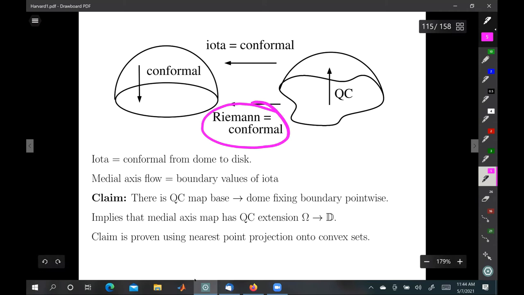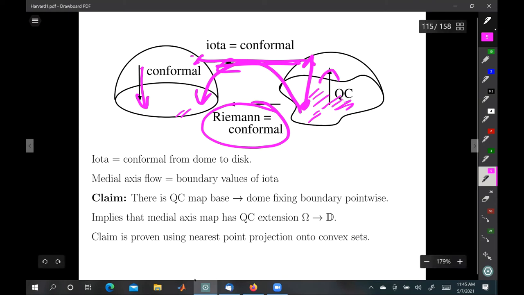We'd like to know the Riemann mapping from the base domain to the disk. That's hard to compute. But this unfolding map from the dome to the hemisphere, and then you trivially just project down to the disk, that's easy to compute. The only trouble is we haven't done the up direction yet. We want to go from the domain up to the dome, then over to the hemisphere, and then back down. And this is going to be the medial axis flow going up here. How do we go up?